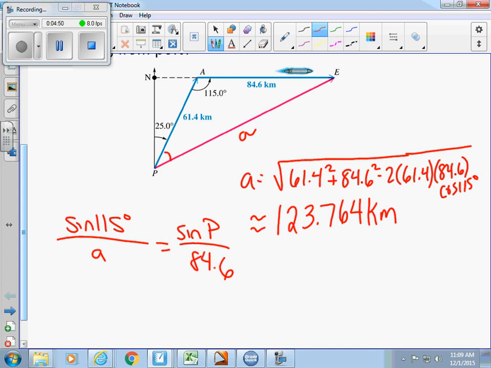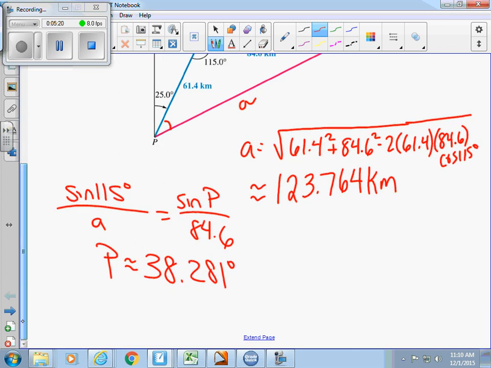Perfect. And what do you get for B? 38. That is in degrees. Make sure your calculator's in degrees when you run that. Because I want the direction angle from due north. If we're sticking with the way they gave us the direction, I want the direction from due north. So add 25 to that.